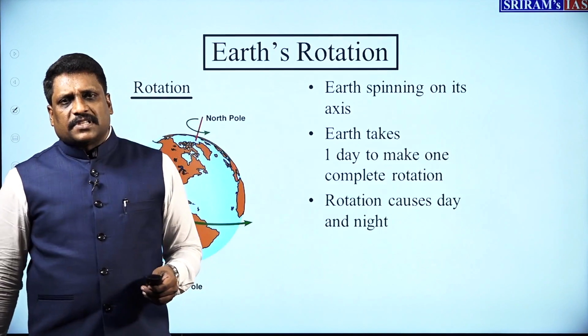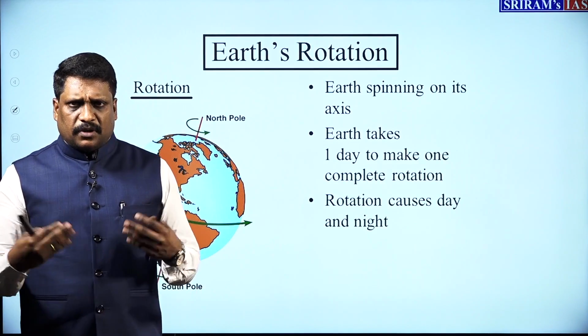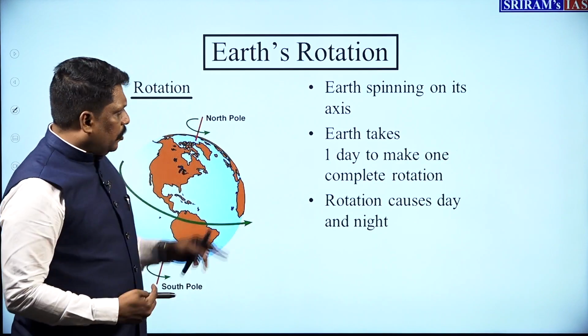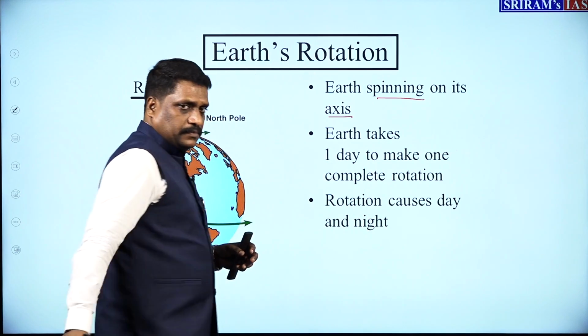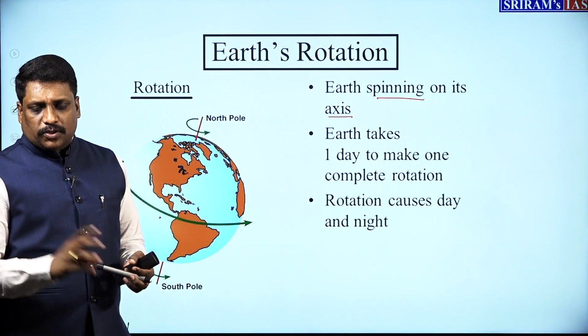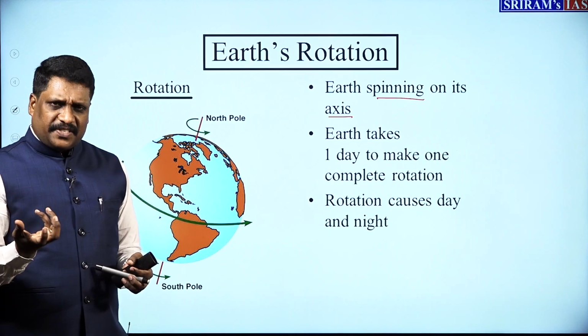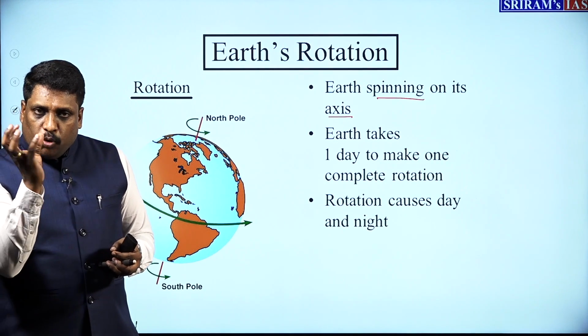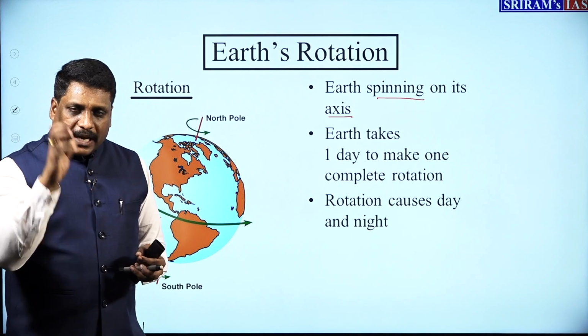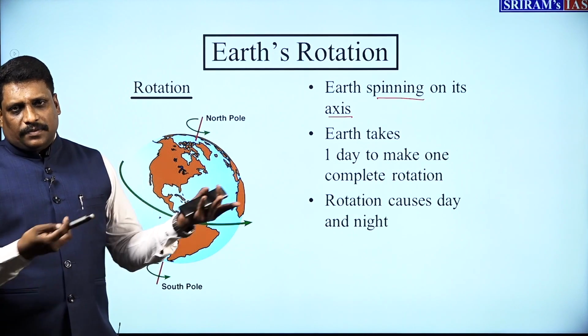First, I'll start with earth rotation. What do you mean by earth's rotation? Spin of earth on its axis. Either you can call it the spin of earth on its own axis, or in more technical terms, the angular movement of earth on its own axis, and you call that rotation. That's what we said.